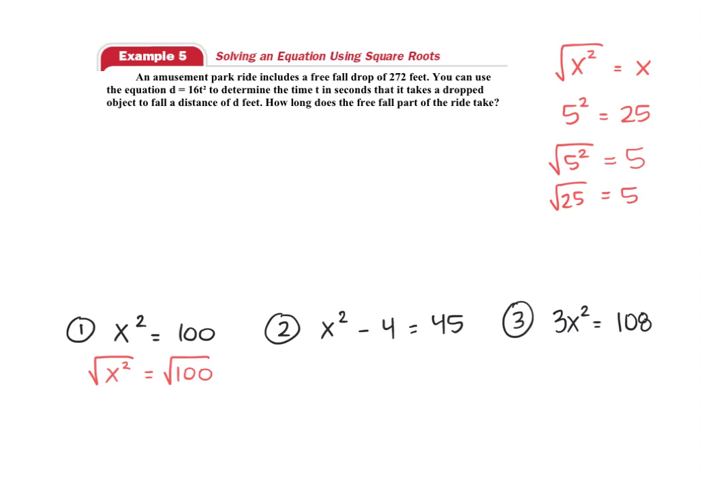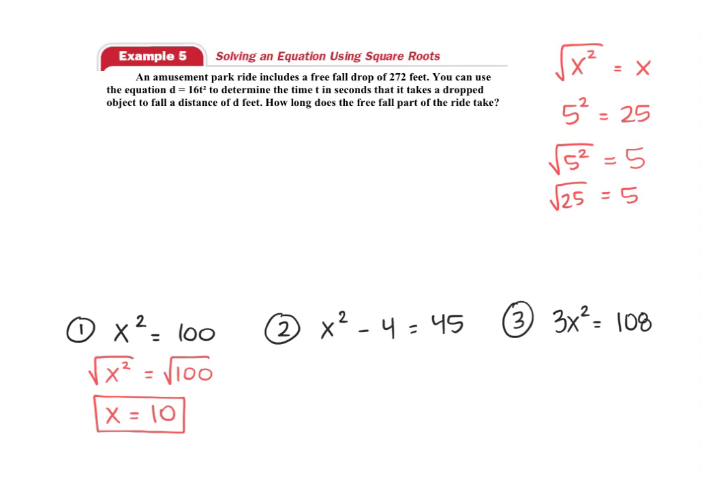Because the square root of x squared is x. And we know with equations that whatever we do to one side, we have to do to the other side to keep it balanced. So we have to take the square root of 100, and that's 10. Again, technically it could be plus or minus 10, but unless it specifically asks you for both roots, you can just give the positive. Okay, now look at number 2.